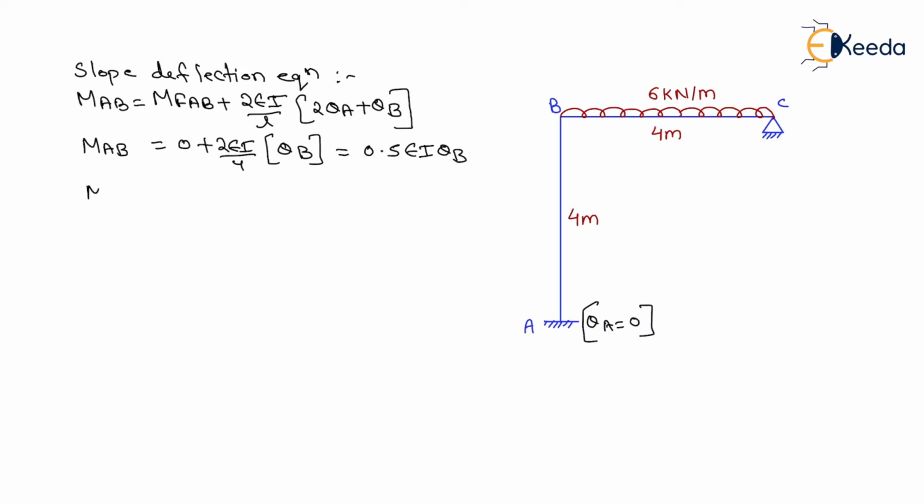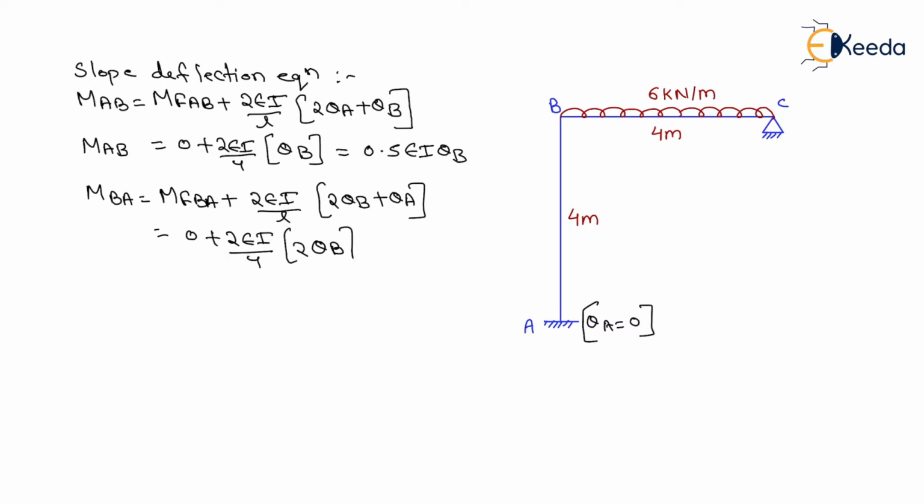Similarly, we can determine the value of MBA, which will be equal to fixed end moment of BA plus 2EI upon L into 2 theta B plus theta A, and delta value is 0 as well as theta A is also 0. So we will get this value as 0 plus 2EI by 4 into 2 theta B. After multiplying this value, we will get MBA as EI theta B. That will be the value of MBA.